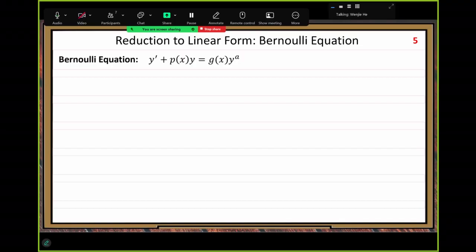The Bernoulli equation has this form. See, the right hand side is slightly different: g of x times y to the a power. That's a special term, y to the a. So what is that a? You may ask. a is any real number. So that's the Bernoulli equation. Very special, but the solution is very nice. The structure is very nice.